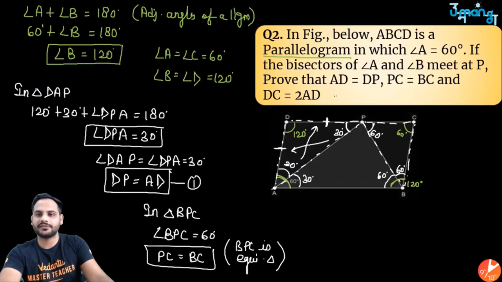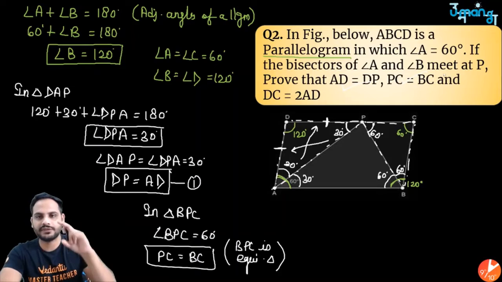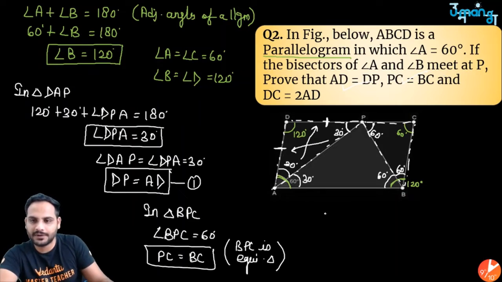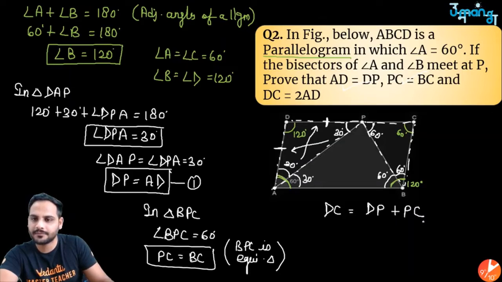Now look, first result done, second result done. Third result is we have to prove that DC is 2 times of AD. DC is 2 times of AD. Okay. Now tell me one thing, what is DC equal to? DC is equal to DP plus PC. DP can be written as AD plus PC I can write as BC.